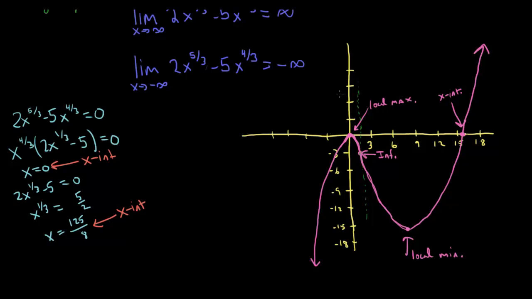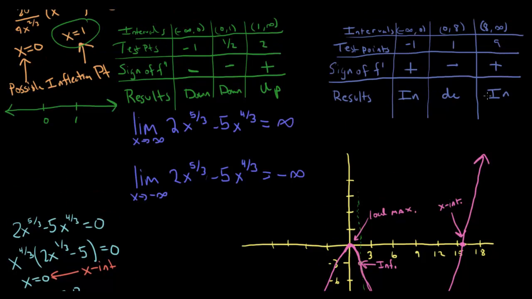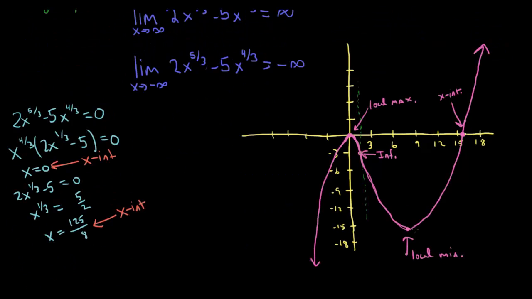Okay. Now let's make sure I got that right. We are increasing from 8 to infinity. Yep. We hit this local minimum, then we start increasing. So we're decreasing all between here, but we are concave down from 0 to 1, and from 1 to infinity, we're concave up. So everything to the left of this green dotted line, we're concave down, but to the right of that green dotted line, we're concave up. We have our inflection point, that was at 1, -3.